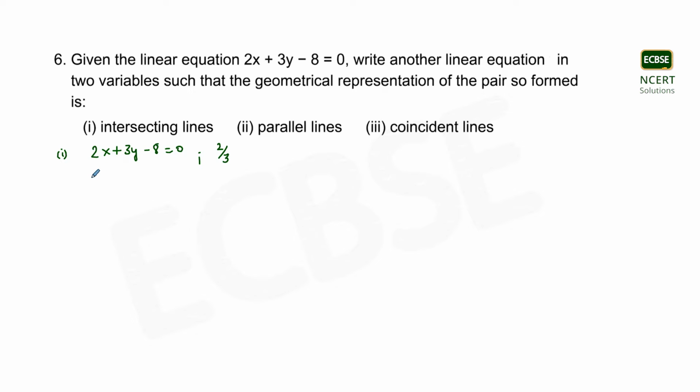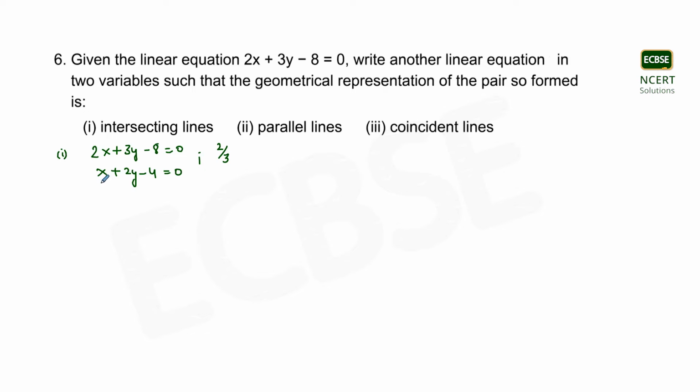So let us take the linear equation x + 2y - 4 = 0. We have assumed the second linear equation in such a way that its ratio of the coefficients of x and y is not equal to 2 by 3.